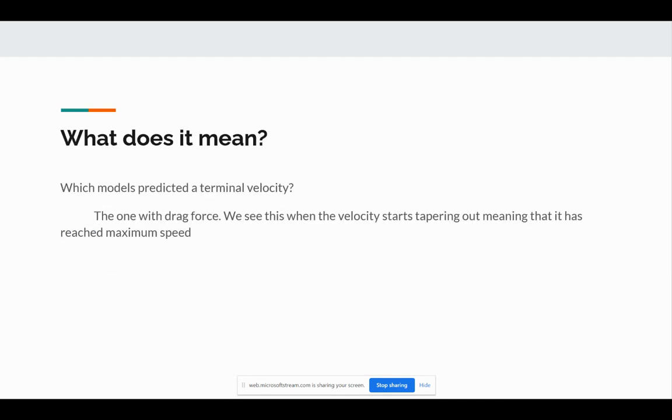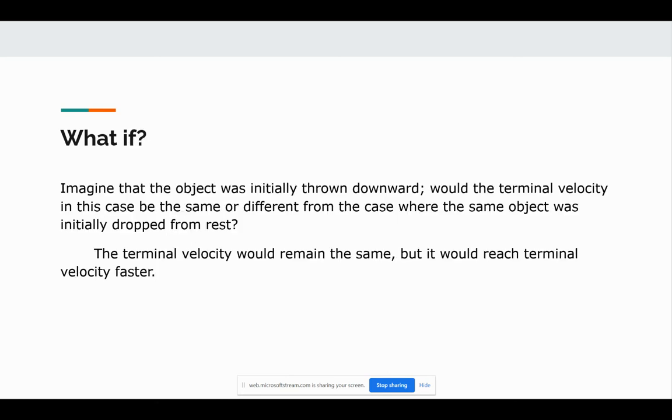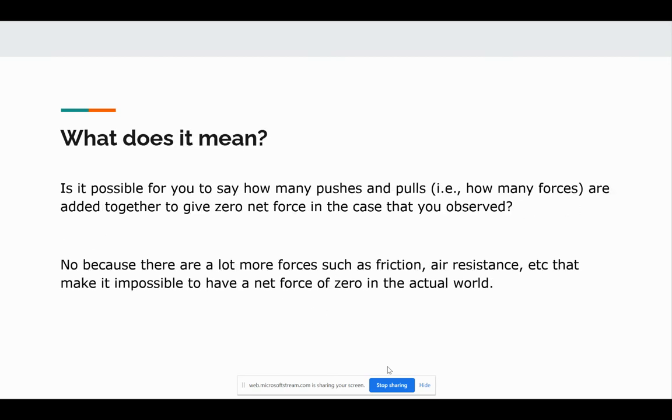And then, what does it mean? Which models predicted a terminal velocity? That would be the one with the drag force. We see this when the velocity starts tapering out, meaning it has reached maximum speed. And what if the object was initially thrown downward? Would the terminal velocity in this case be the same or different? It would still remain the same, but it would just reach the terminal velocity faster.